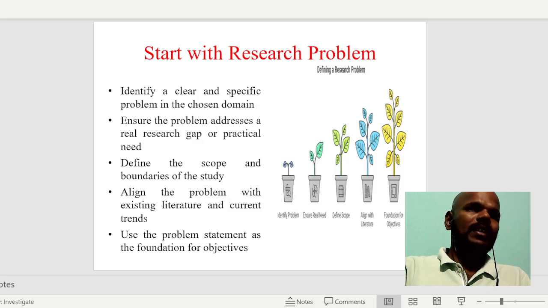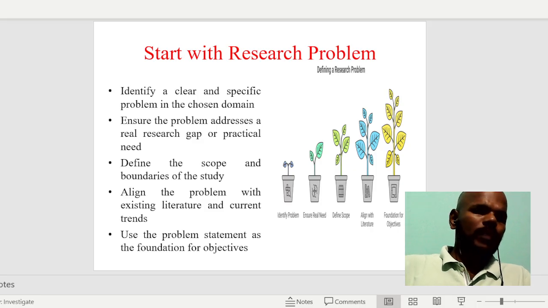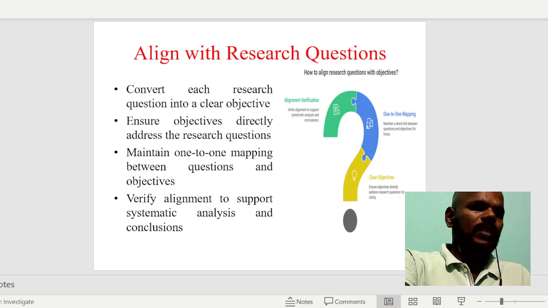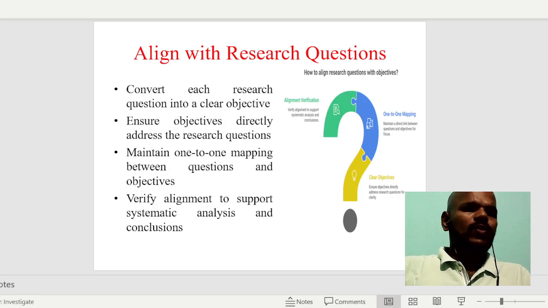If you don't have any literature, naturally it will not exist, but whatever research objective you are proposing should be aligned with current literature. It should not be something someone has already done in the past, or something that may come 30 or 40 years later. It should be the current trend. These things will help you find the research problem. This problem statement is the foundation for objectives. Next one, align with the research question. Convert your research question into a clear objective.